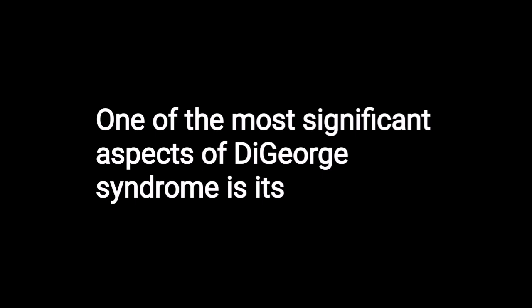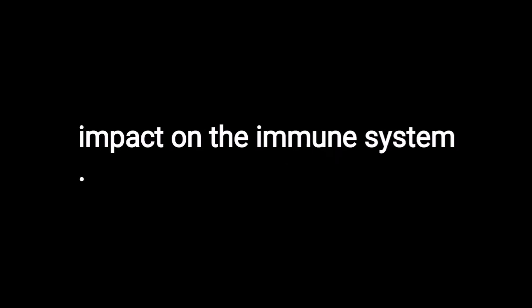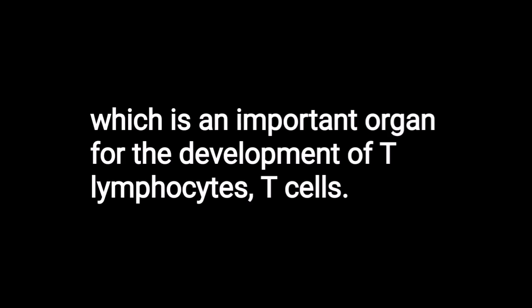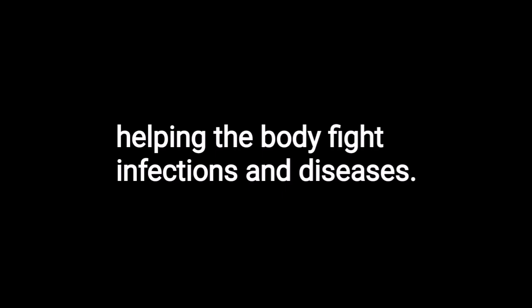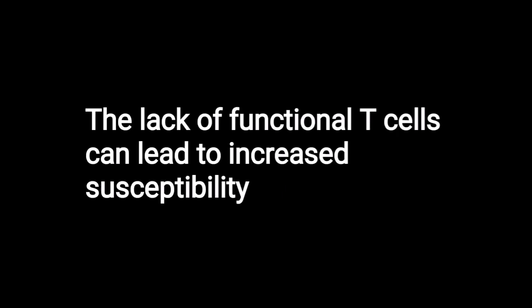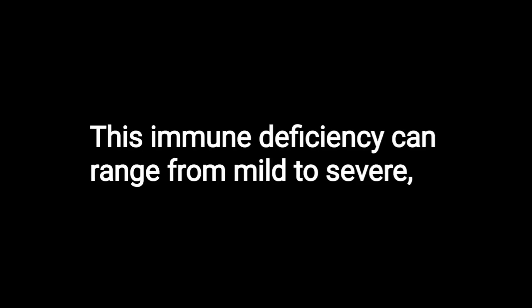One of the most significant aspects of DiGeorge syndrome is its impact on the immune system. Individuals with this condition often have a hypoplastic or absent thymus, which is an important organ for the development of T lymphocytes, T cells. T cells are essential for the adaptive immune response, helping the body fight infections and diseases. The lack of functional T cells can lead to increased susceptibility to infections, particularly from viruses, fungi, and certain bacteria. This immune deficiency can range from mild to severe, depending on the extent of thymus involvement.